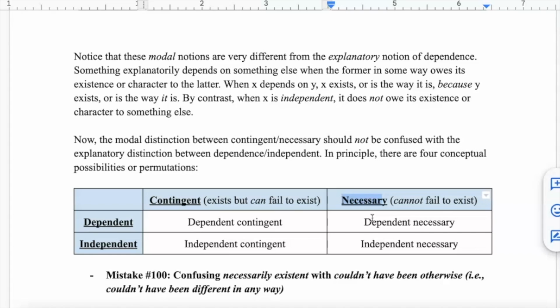So we have a dependent necessary thing here. Or consider God's beliefs, for instance, like God believes that 1 + 1 = 2. God necessarily has that belief. So that belief, in some manner, cannot fail to be, it cannot fail to exist. That belief necessarily exists. But that belief plausibly depends on God, right? Beliefs aren't just independent things. No, they depend on the believers who hold them. So that could be another example of something that's dependent but necessary.